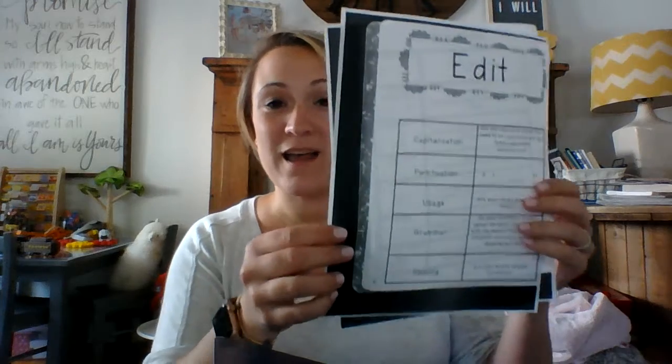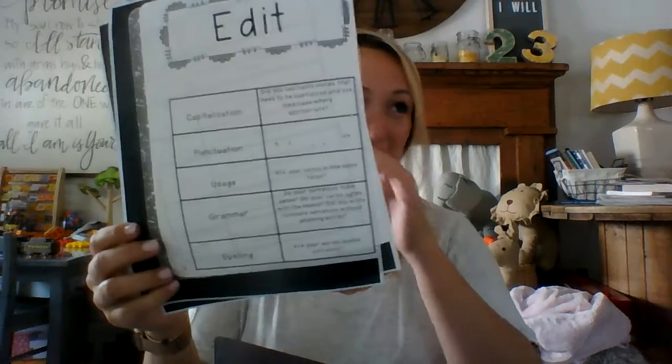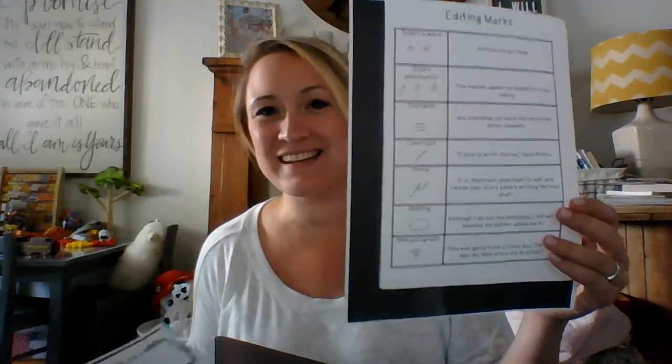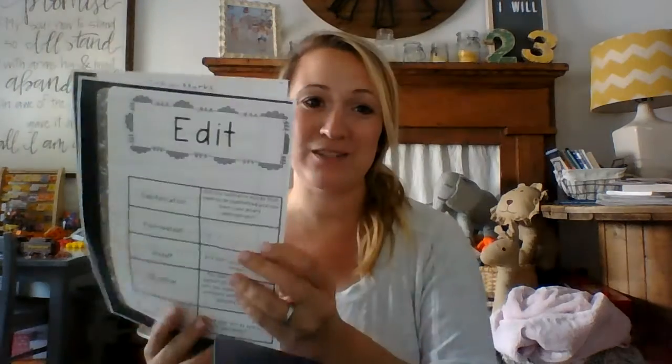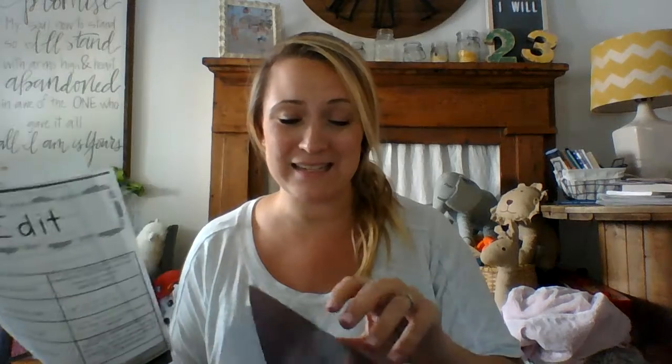Okay, so the pages that you need for the editing are this one right here, and then you need editing marks. So these two pages are the ones that we're going to be adding to your book, so go ahead and get these. You also need scissors and glue.